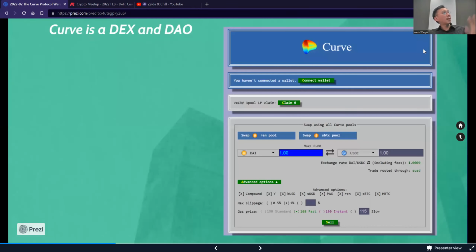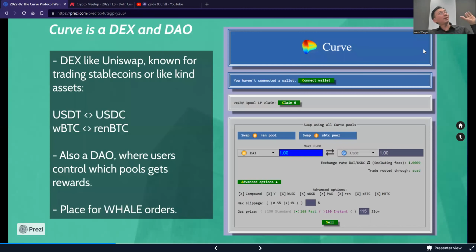Besides just being a DEX, what it was really known for in the beginning was trading like-kind assets. What that means is, there's USDT and USDC. They're both stablecoins. It should be $1 at all times. But if you're a whale and you wanted to buy $10 billion of USDT, you would move the market. It wouldn't stay $1 anymore. It might be 98 cents. But then you're buying so much that the slippage causes you to lose money.